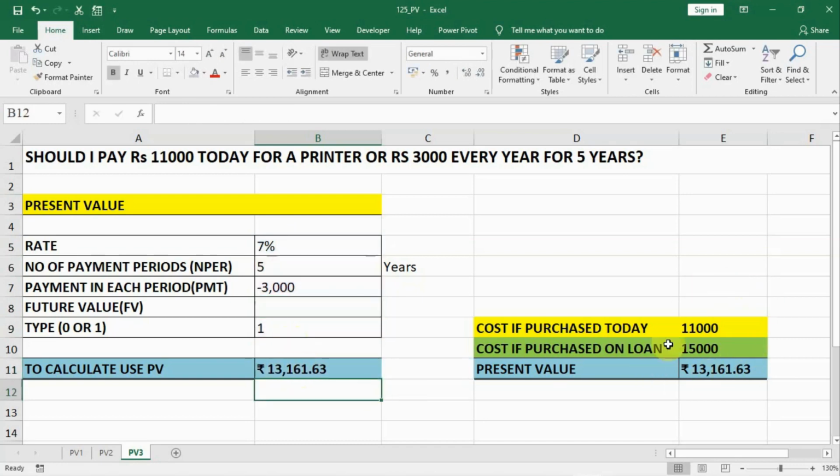Now if I compare these values, if I purchase today, it is 11,000, and if I purchase at 3,000 per year for 5 years, then the cost of that 15,000 in today's terms is 13,000 rupees. So if I give cash 11,000 rupees, I'll be in benefit. The option is that I should purchase it today by paying 11,000 rupees. So this is all about PV.